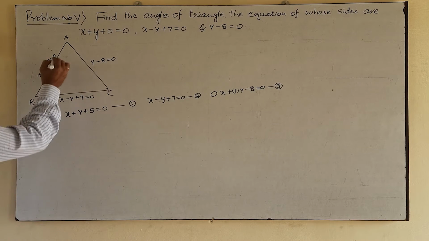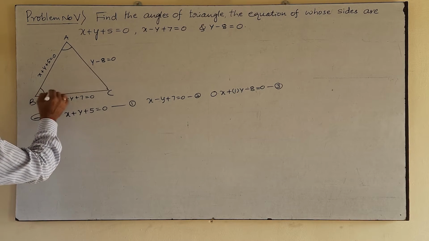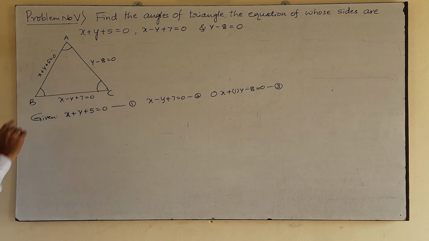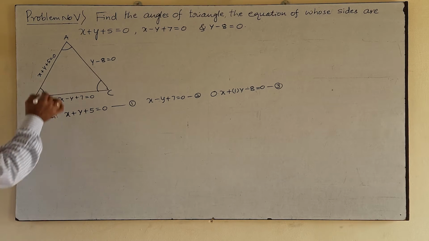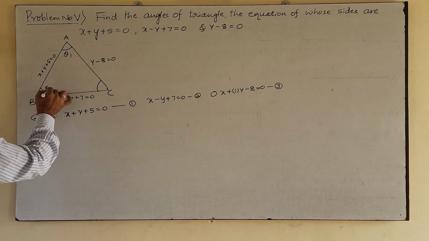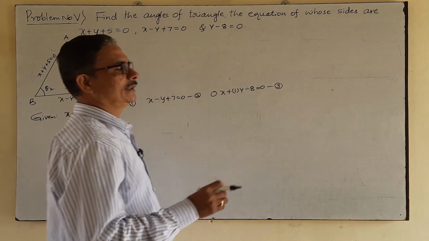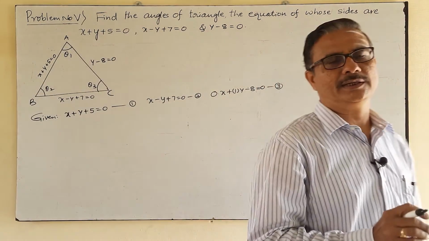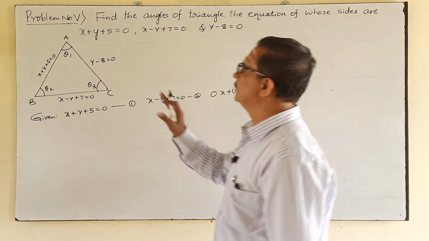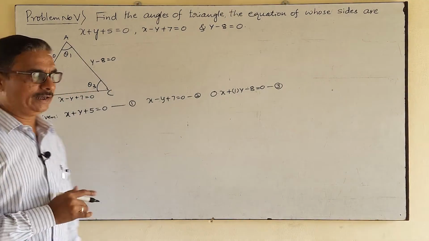Now the question is to find the three angles. We don't know them, so we take theta 1, theta 2, theta 3. There are three angles. Let theta 1, theta 2, theta 3 be the angles of the triangle ABC.